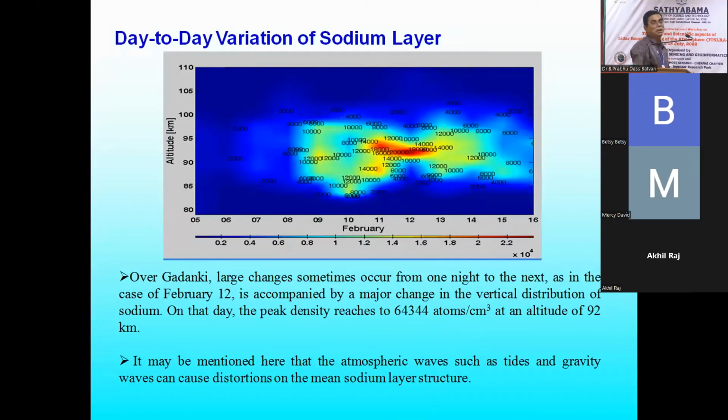And this is the nocturnal variation of a sodium layer, the day-to-day variation of the sodium layer. That means we have to find out how the day-to-day variation is observed. For that purpose, we have taken the month of February, 5th to 16th, a continuous 12 days of period that we have observed in this contour. One can observe that clearly.